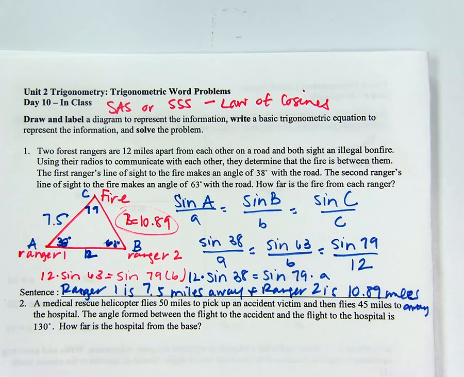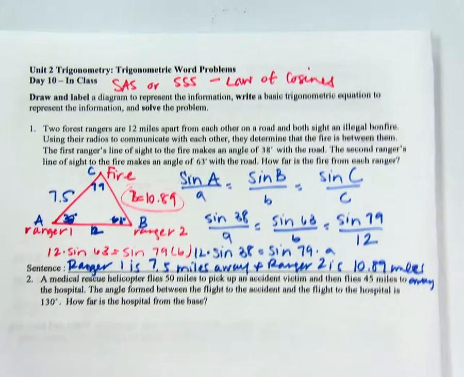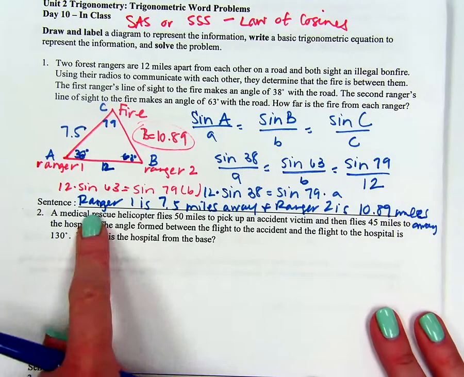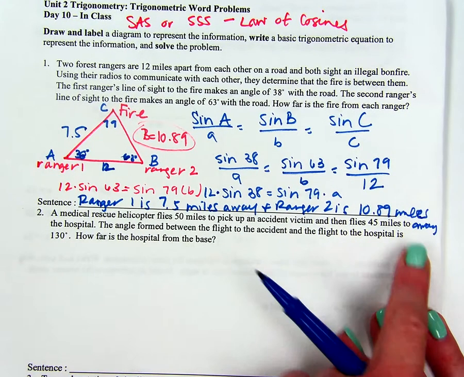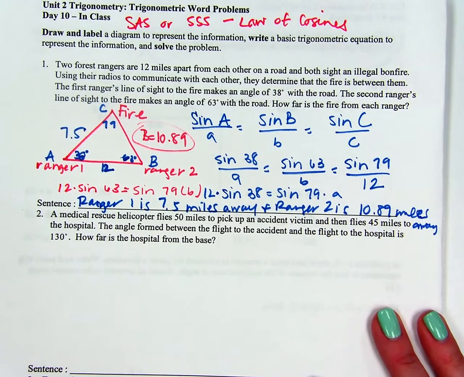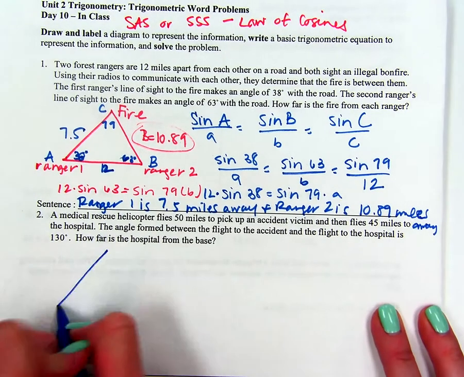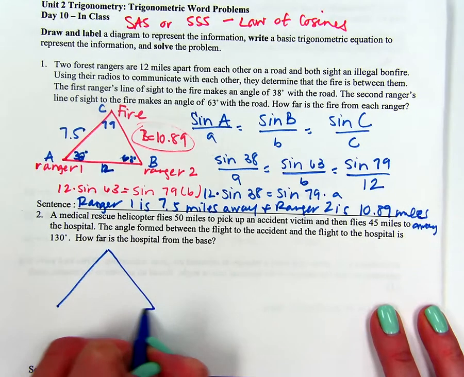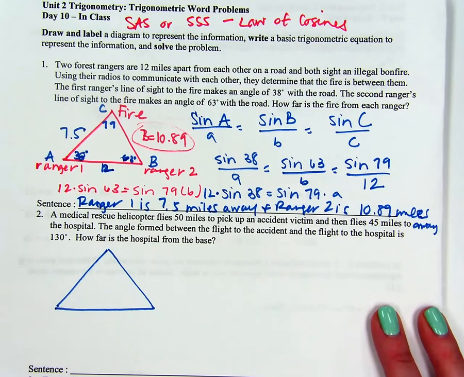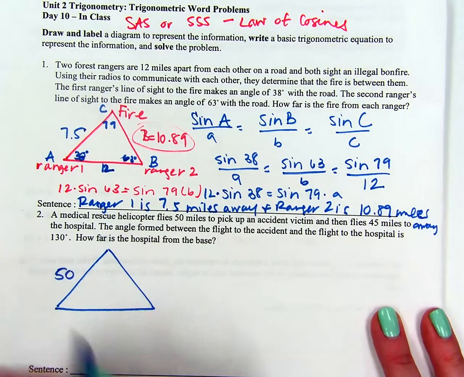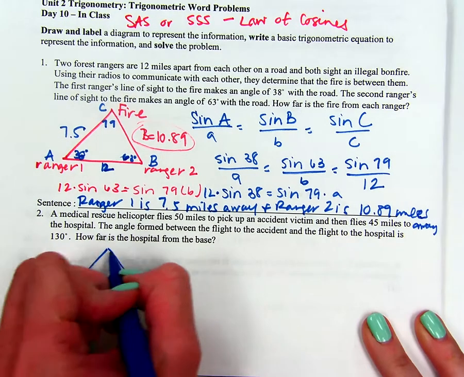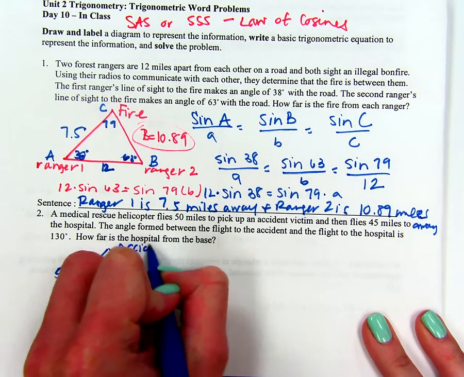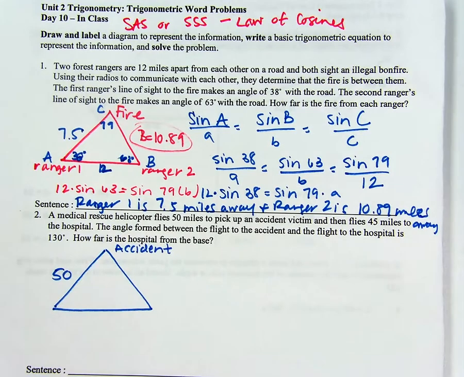So now that we kind of got the handle for that, let's go a little faster on the second one here. A medical rescue helicopter flies 50 miles to pick up an accident victim and then flies 45 miles to the hospital. So again, we're going to do a triangle here. So we're going to label one of our sides 50. And let's just say the accident is here. You can choose, again, whatever sides you want.